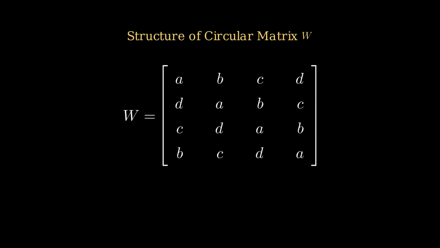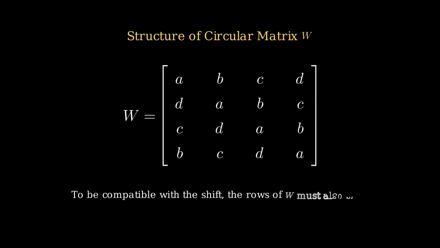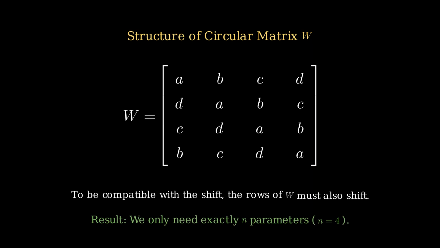How does this dictate the structure of our weight matrix W? To be compatible with the input shift, the rows of the matrix must also shift cyclically. This results in a circulant matrix. We now only need exactly n parameters instead of n squared. Notice how the identical parameters share the exact same diagonal stripes.